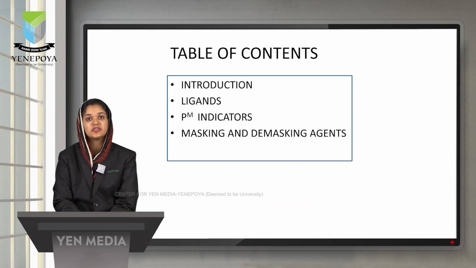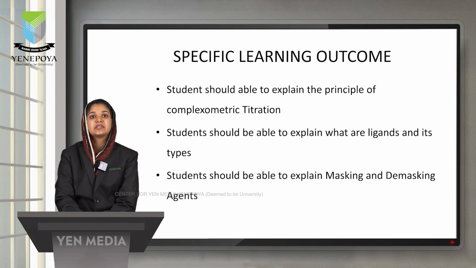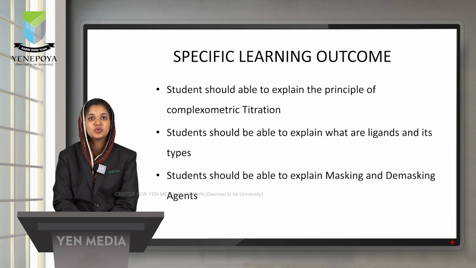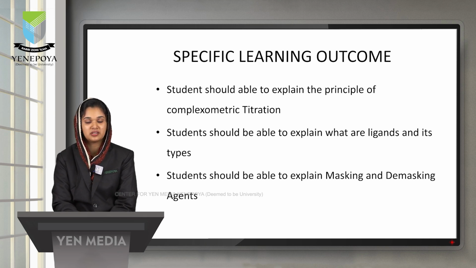These are the contents which we will discuss, which will include introduction, ligands, PM indicators, masking and demasking agents. Specific learning outcomes: students should be able to explain the principle of complexometric titration at the end of the session, explain what ligands are and their types, and understand the difference between masking and demasking agents.